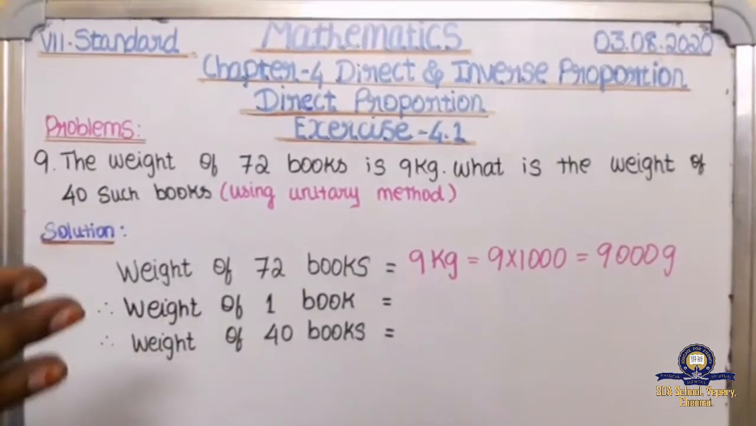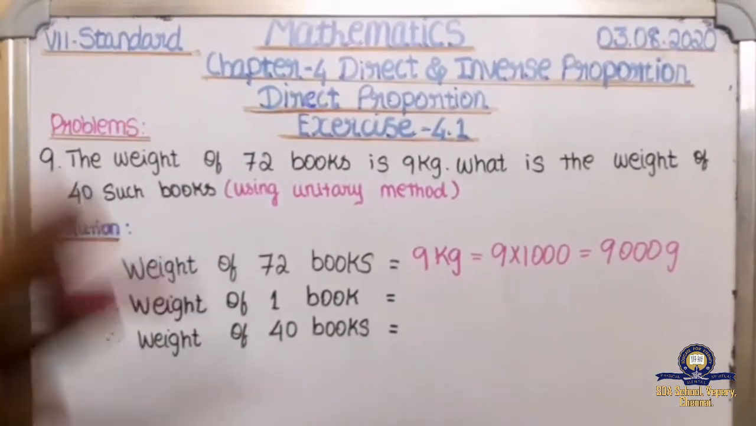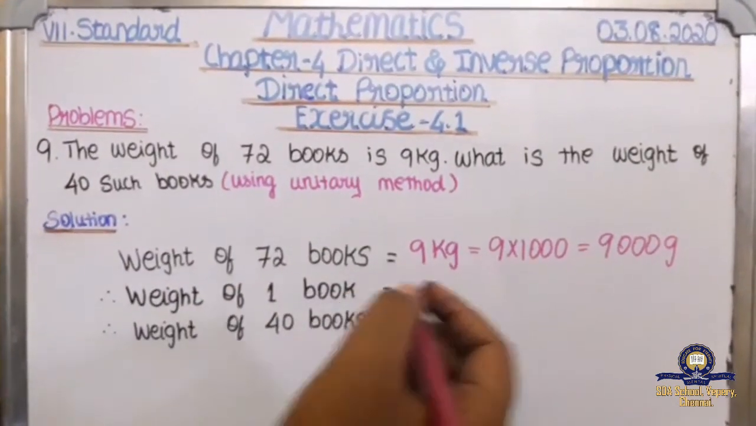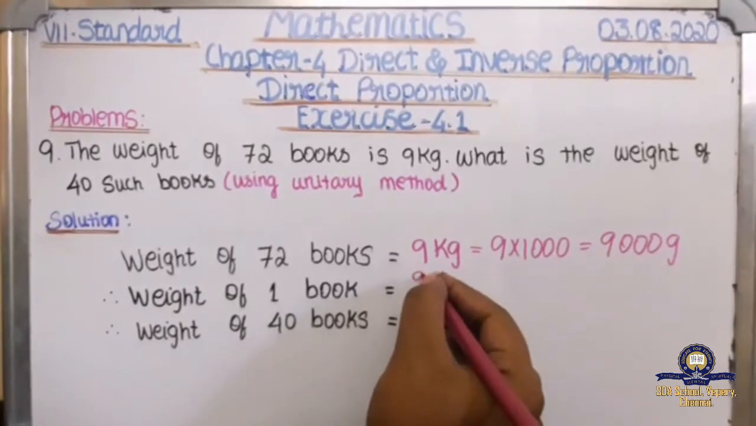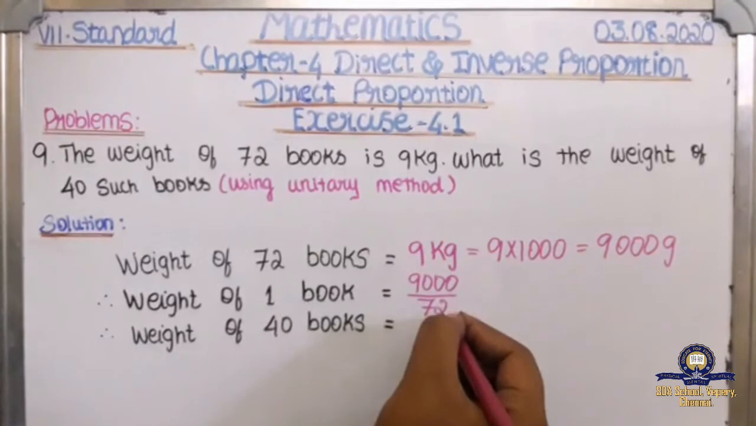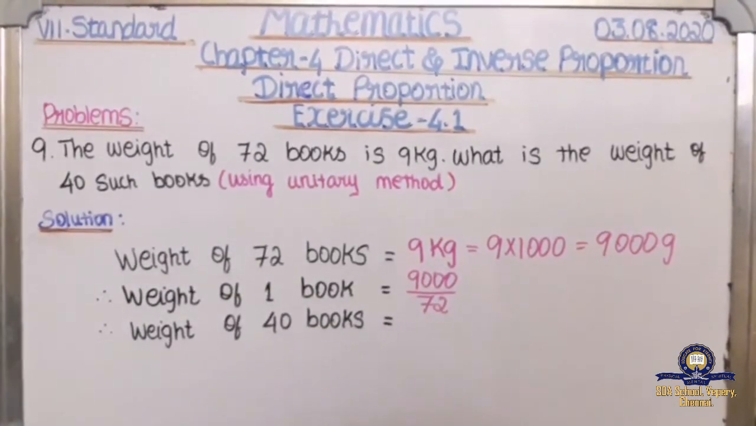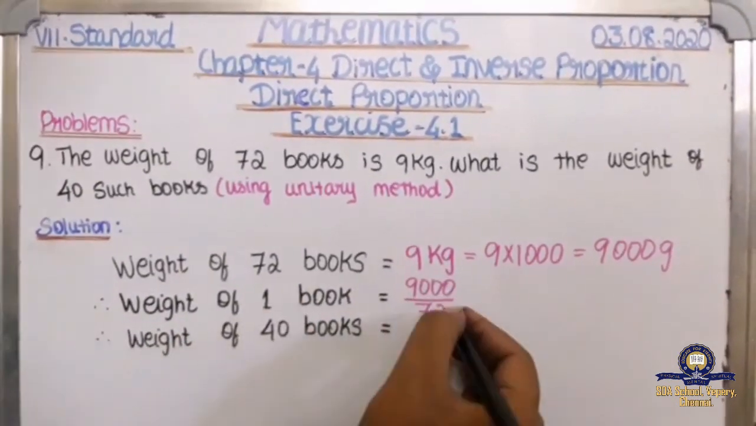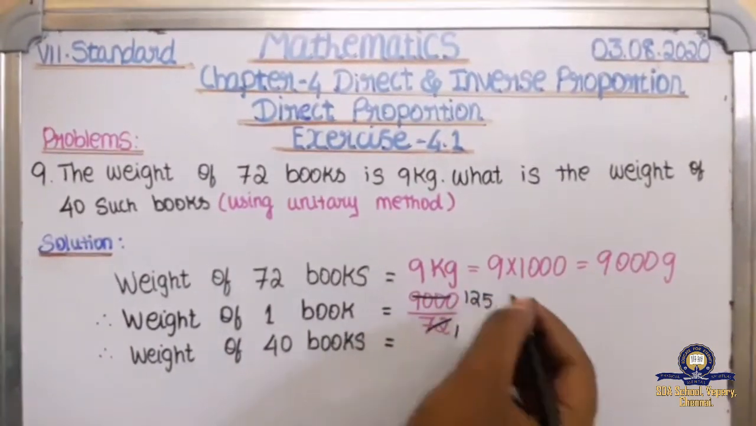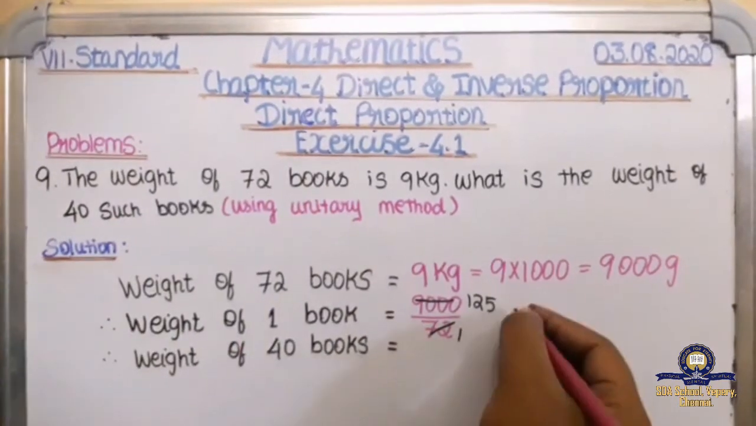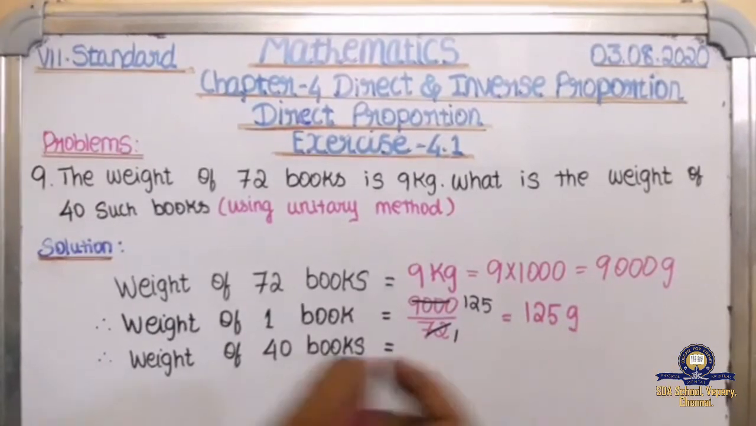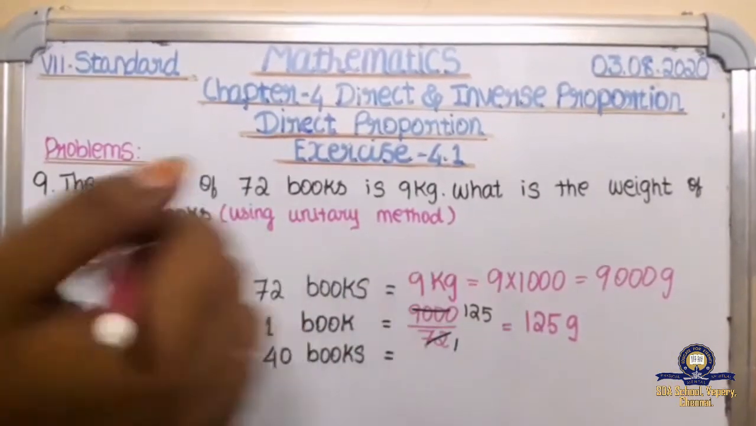Now here we need to find the weight of 40 books. So first we need to find the weight of one book. So one book is equal to 9,000 divided by 72. For this, we need to cancel the value. 1 72 is 72 and 125 into 72 we get 9,000. Therefore, we get the value 125 gram. So the weight of one book is equal to 125 gram.